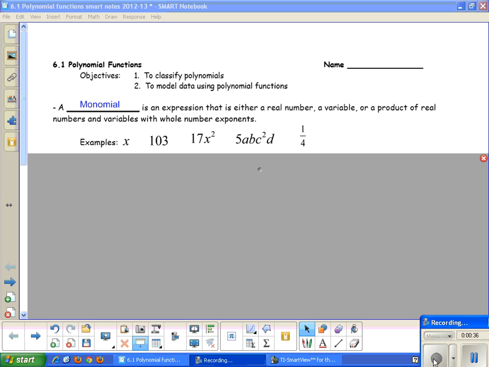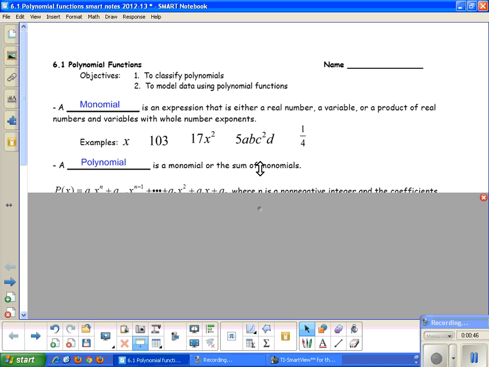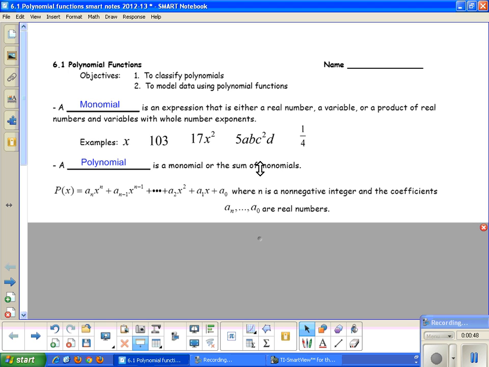Remember that monomial means one term, so after you combine like terms, there would be no addition or subtraction signs in there. So the next thing we want to talk about is a polynomial. A polynomial is a monomial or the sum of monomials. So right here is the general form for a polynomial equation, where a sub n and a sub 0 are real numbers.